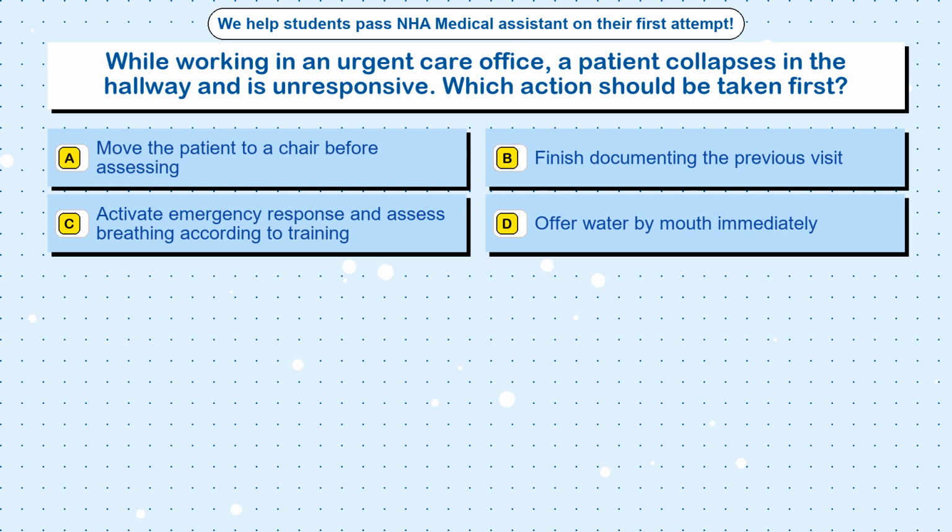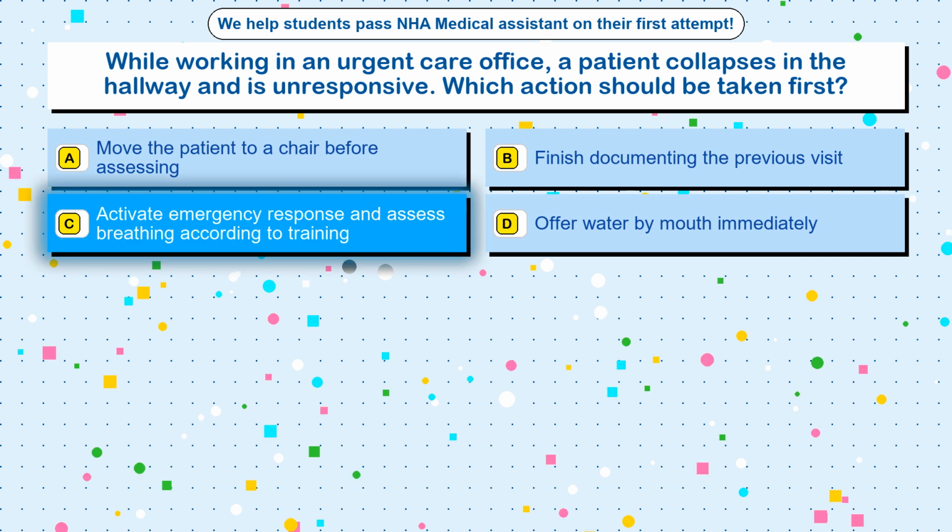Question 23. While working in an urgent care office, a patient collapses in the hallway and is unresponsive. Which action should be taken first? Option A, move the patient to a chair before assessing. Option B, finish documenting the previous visit. Option C, activate emergency response and assess breathing according to training. Option D, offer water by mouth immediately. The correct answer is option C, activate emergency response and assess breathing according to training.